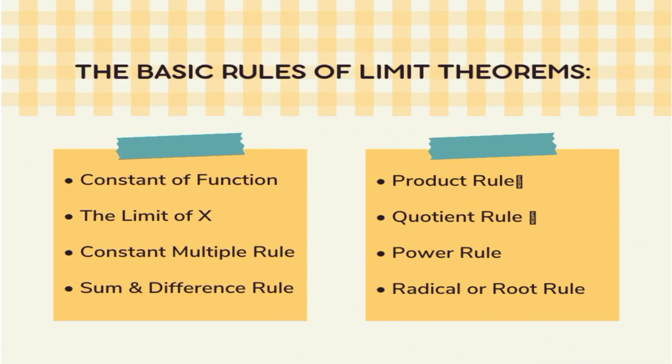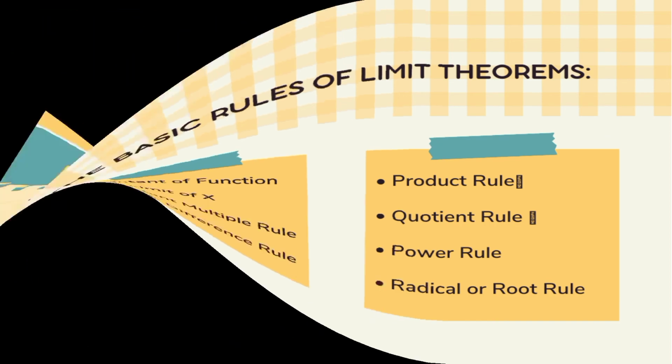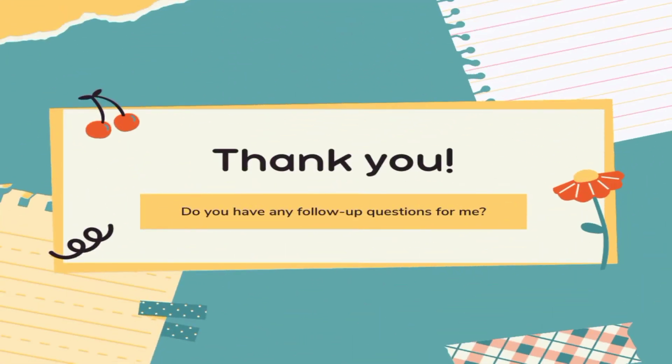To summarize, these are the basic rules of limit theorems. Number 1, constant of function. Next, we have the limit of x and the constant multiple rule. Next, we have the sum and difference rule, followed by the product rule, and also the quotient rule and power rule, and last but not least, the radical or root rule. Do you have any follow-up questions for me?